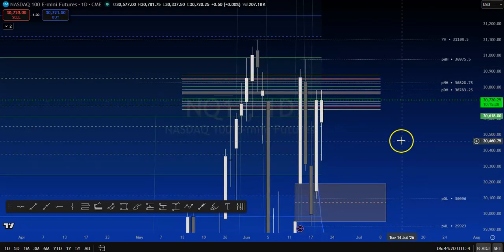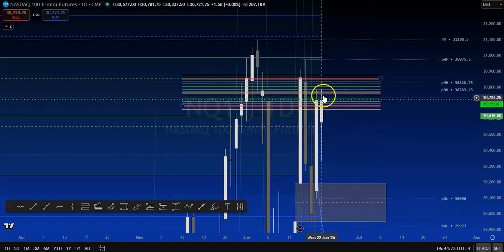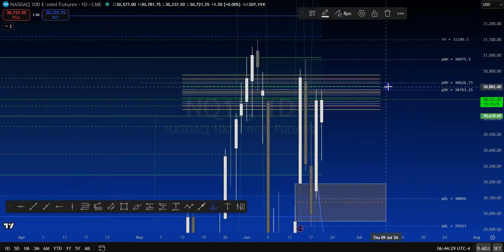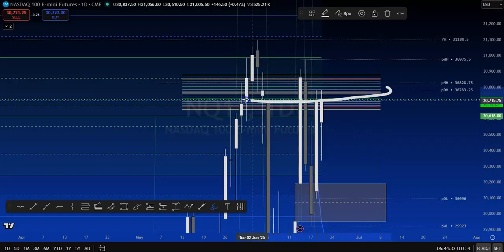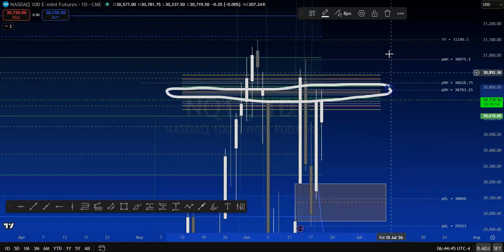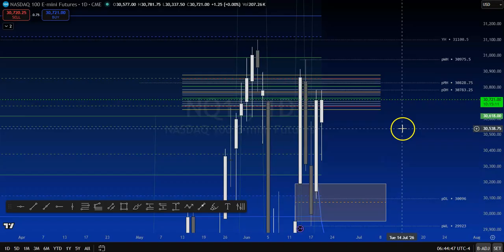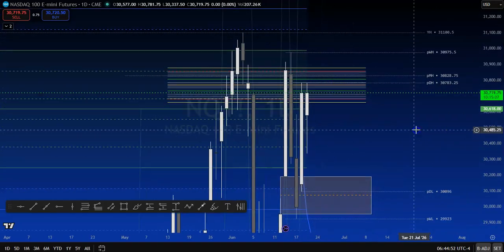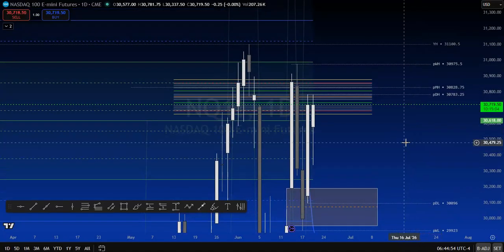But this is ultimately what I'm looking at: I'm looking for a close above this EQ area. And I'm going to circle the EQ area so you know exactly what I'm talking about. This right here is the EQ. It's that thick mesh of all the lines right there of our magic fib. That is your EQ. So that's what I'm looking for there. Close above, we continue up. Below, we move down.